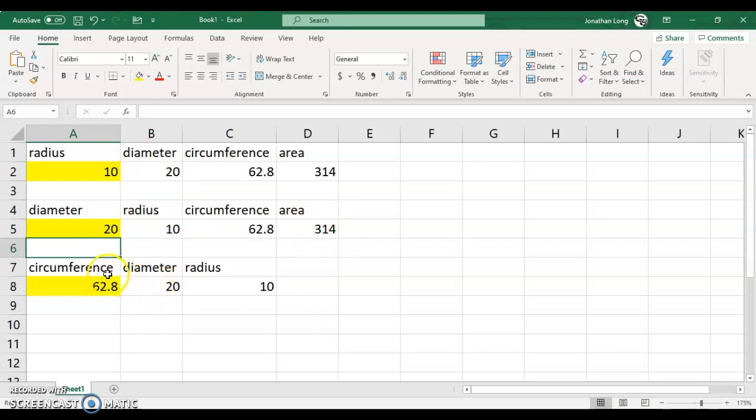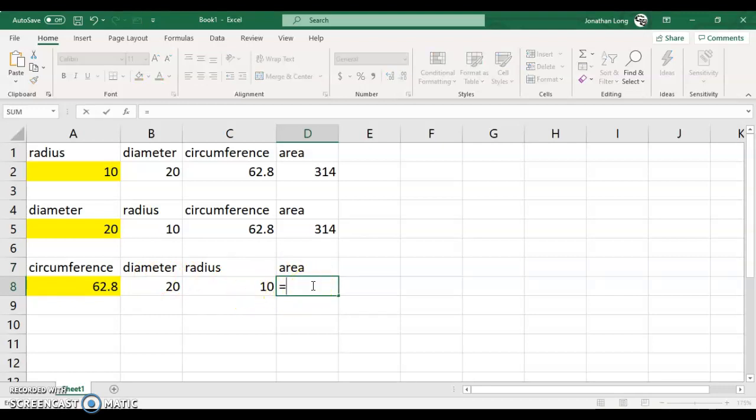All right, so given if I know the circumference, can I figure out the area? I can, because as long as I have the radius, I can figure that out. Here we go, equals pi 3.14 Shift 8 times the radius to the second power. Well, where's the radius in this row? Oh, it's under C. So C8, Shift 6, second power. So 3.14 times C8, Shift 6 is your power button to the second power.